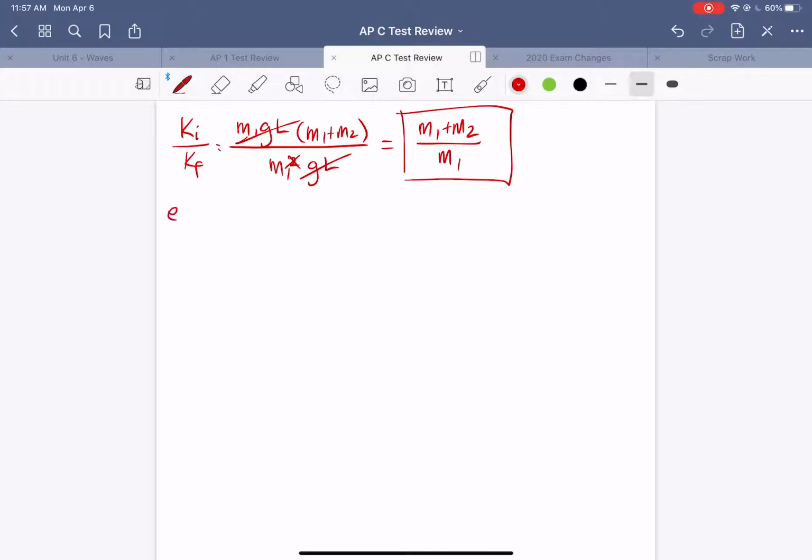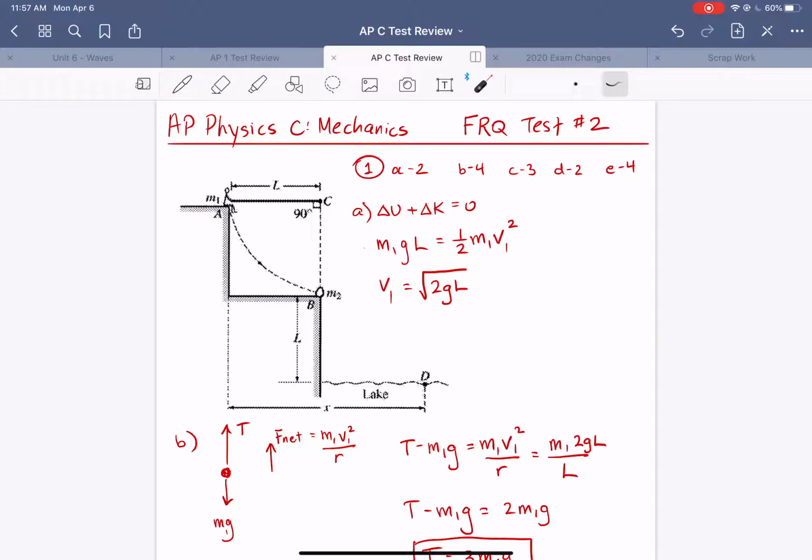All right, so finally, part E asks for the total horizontal displacement of the person from position A until they land in the water. So if we go back to our original diagram here, this x is what we are trying to find. We know the velocity with which this person leaves point B to soar through the air and fall to point D. So what we need to do here is find the time that it takes them to fall a distance L, and then multiply that by their horizontal velocity. And that is going to give us the distance from the edge of the cliff to point D.